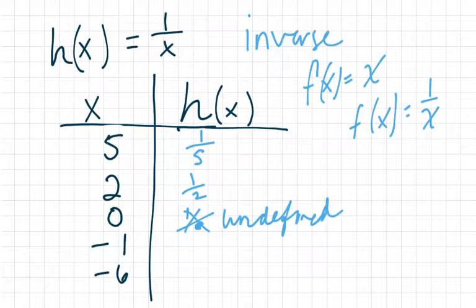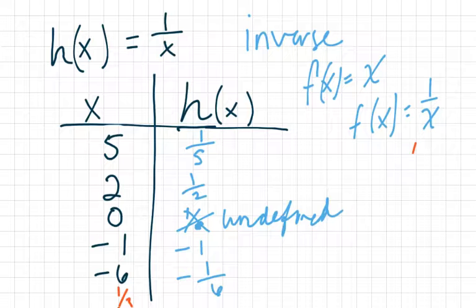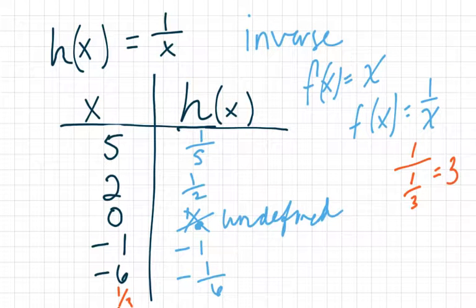We get -1 and -1 over 6. If I were to substitute in an x value of, let's say, 1/3, I would be doing 1 over 1/3, which is equal to 3. So if I have fractional values, I would end up getting the reciprocal of that value.